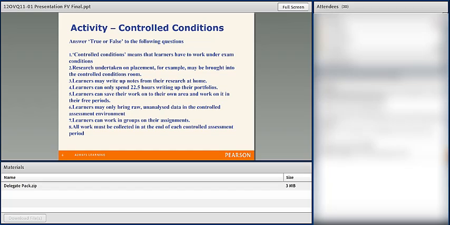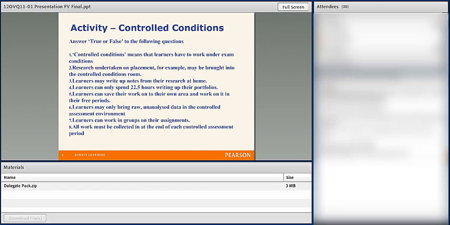Question 3, learners may write up their notes from their research at home. No, they may not. All write-up for their controlled assessment must be done within the controlled conditions environment, so within the classroom. Nothing must be written up at home, and that goes back to question 2 in terms of research, where there must be no analysis of data done outside of the controlled conditions. Question 4, learners can only spend 22.5 hours writing up their portfolios. That is false.